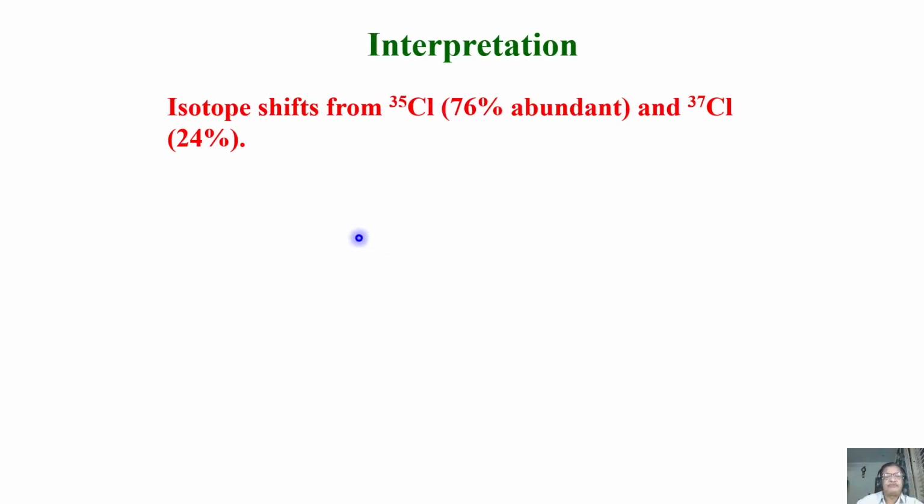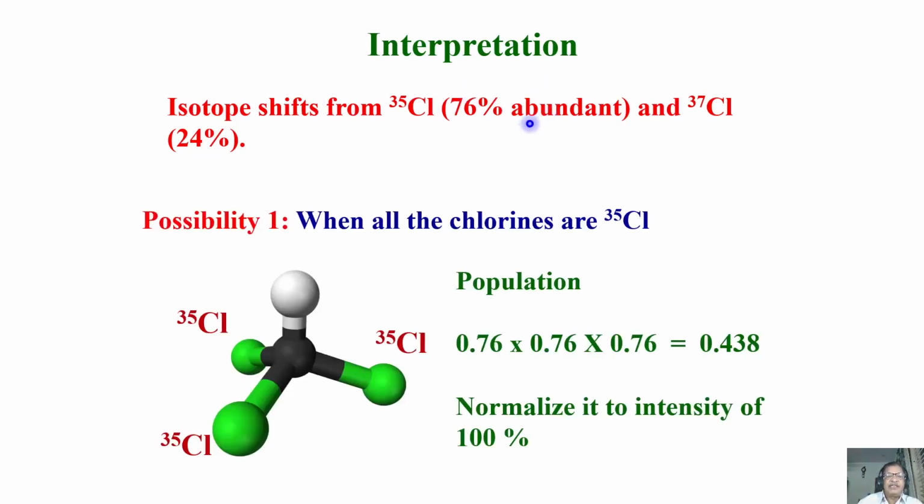Chlorine has 2 isotopes. One is chlorine 35, which is 76% abundant. The other is chlorine 37, which is 24% abundant. Understand what I am telling? Now we have to discuss isotope shifts. As a consequence, we have to find out the number of isotopomers of chlorine. I said there are 2 types of chlorine isotopes, one is 35 and the other is 37. One has 76% abundance, the other has 24% abundance. Now let us consider the possibilities of isotopomers present in this molecule.